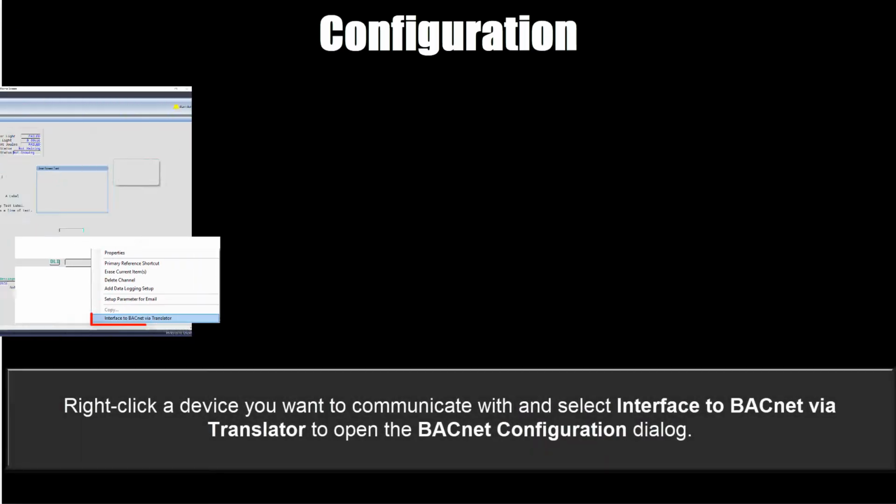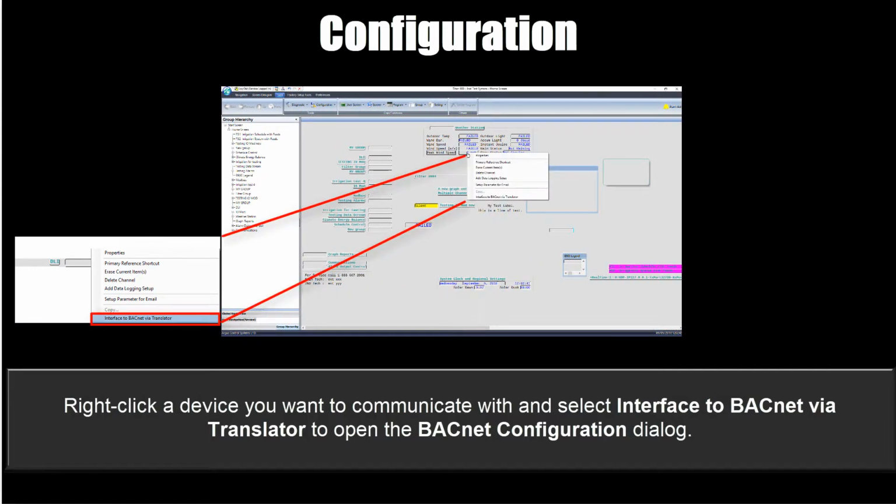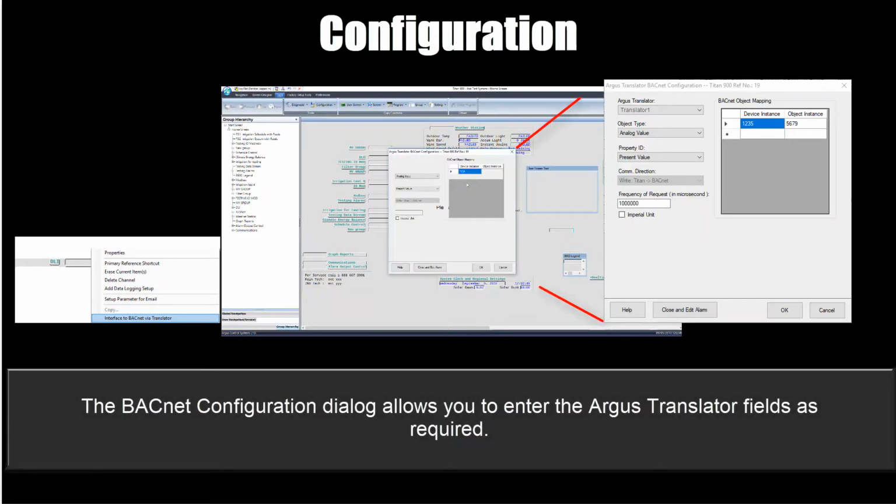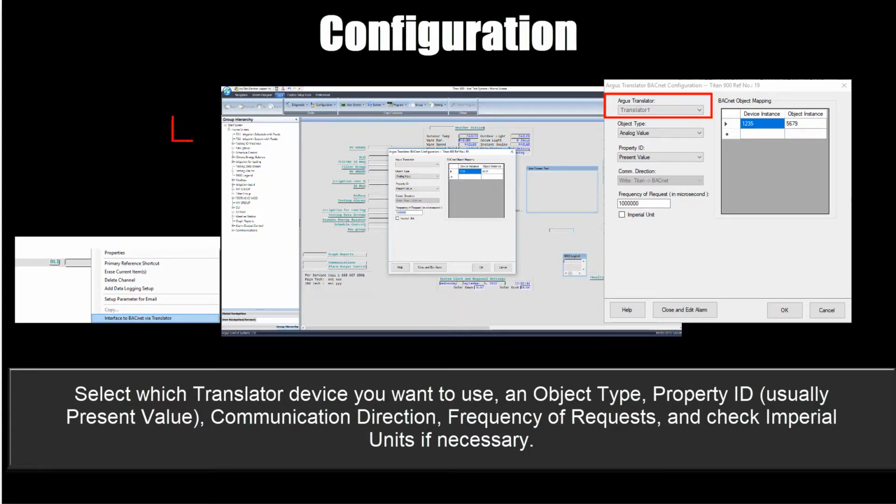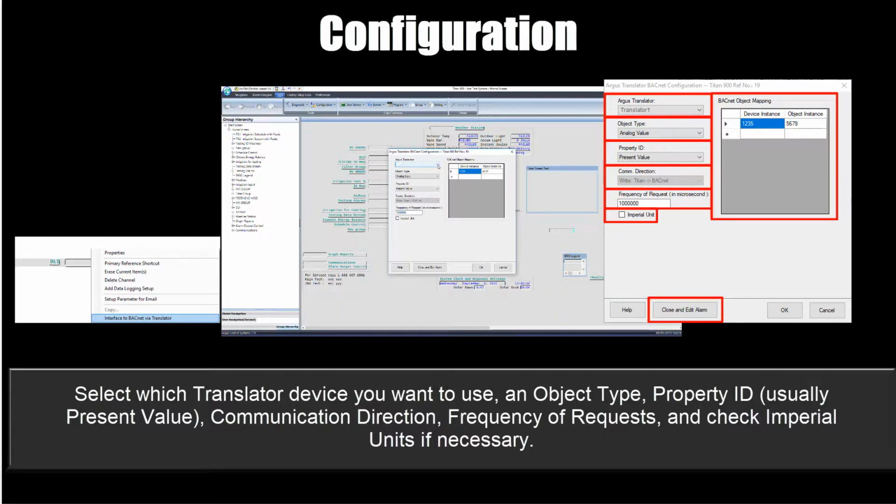Interface to BACnet. Right-click a device you want to communicate to and select Interface to BACnet via Translator to open the BACnet configuration dialog. The BACnet configuration dialog allows you to enter the Argus Translator fields as required. Select which translator device you want to use. Enter an object type, a property ID, usually present value, communication direction, frequency of requests. Imperial unit can be checked. The object mapping section allows you to enter the object instance and device instance numbers for each BACnet object. The Close and Edit Alarm button opens a new window displaying the channel associated with the alarm.